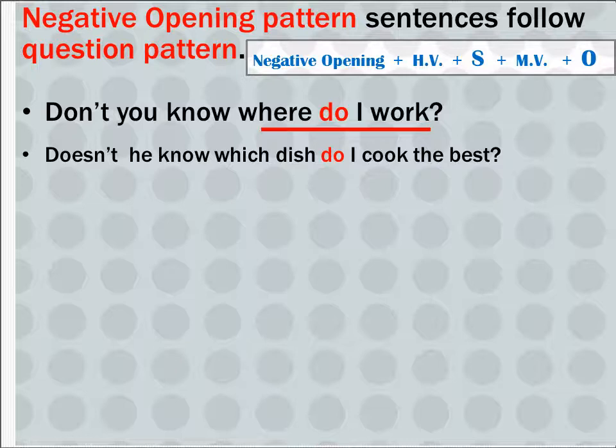Another sentence: doesn't he know which dish do I cook the best? Because this sentence is also starting with a negative expression doesn't, which is of course at the start for a question's sake, but we have to have an auxiliary do before the subject I in the second part of the statement, which is a clause, of course, right? And it is now underlined with red color. So here we have to have a question pattern, because the negative opening is opposite to the simple statement pattern, and these both sentences are ending with the question mark, and this question mark is not because of these two auxiliaries, which are in red color, but because of the auxiliaries that are used at the start of these two sentences.